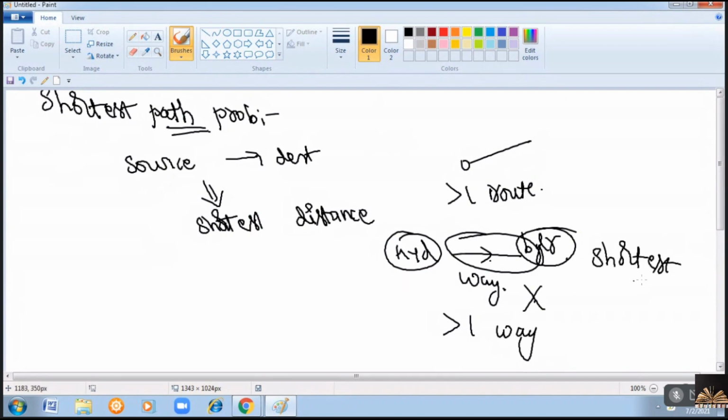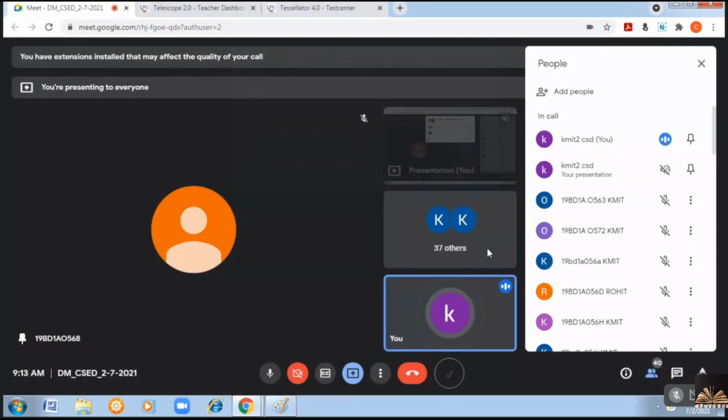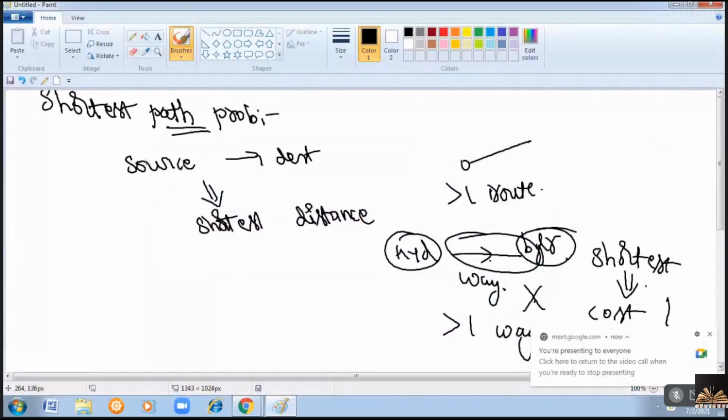This shortest can be in terms of the cost or in terms of the time. That depends on the requirement of the user. So you will choose the shortest path from source to the destination. So whenever a graph is given, how to choose the shortest path from source to the destination? This is known as single source shortest path.